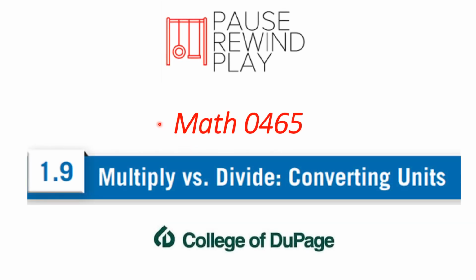This is Math 0465 coming to you from the College of Utah Page, and the title of this lecture, which lines up with section 1.9 in your book, is entitled Multiply versus Divide: Converting Units. As always, please be attentive while watching this video.